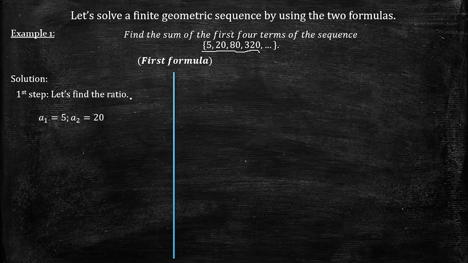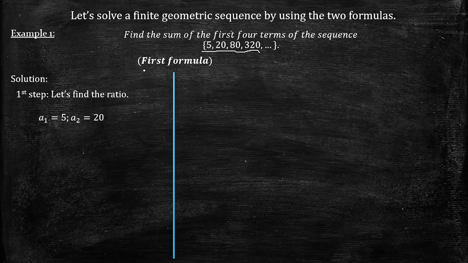So, to find the ratio, class, again, the formula for finding the ratio is r is equals to a sub n divided by a sub n minus 1. Or specifically, the succeeding term divided by the preceding term. So, yung mangyayari dito, class, kailangan lang natin pumili ng dalawang terms dito sa sequence na consecutive.